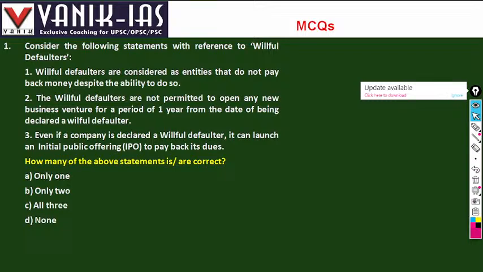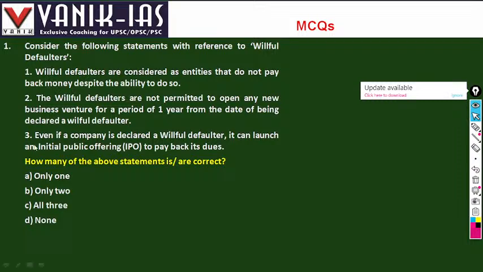When it comes to the MCQs, consider the following statements regarding willful defaulters. Willful defaulters are entities that do not pay back money despite the ability to do so. That's right. Willful defaulters are not permitted to open any new business venture for a period of 1 year from the date of being declared willful defaulters. Even if a company is declared a willful defaulter, it can launch an initial public offering to pay back its dues. So only one is correct.